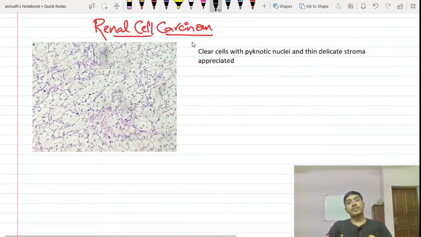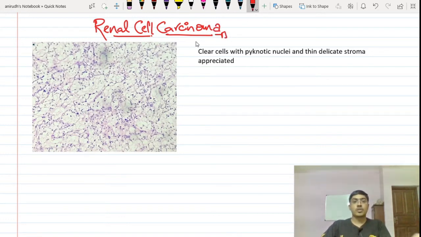Perhaps one of the easiest of all tumors to remember, to understand, to identify is renal cell carcinoma. What you see here is the clear cell variant of renal cell carcinoma. You can see that the cell is virtually not containing anything, and the nuclei are pyknotic nuclei. Shrunken nuclei can be seen here, just like a dot.